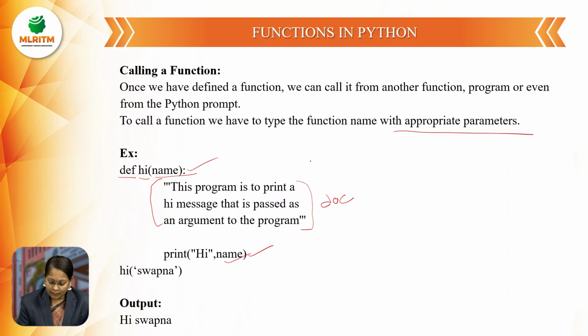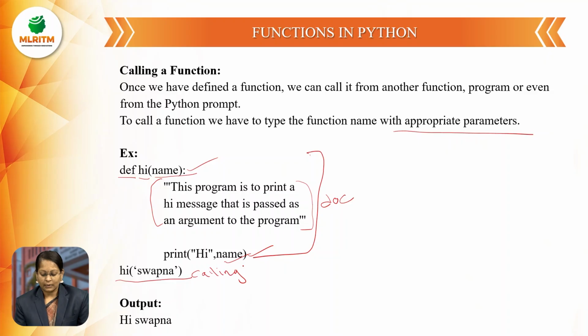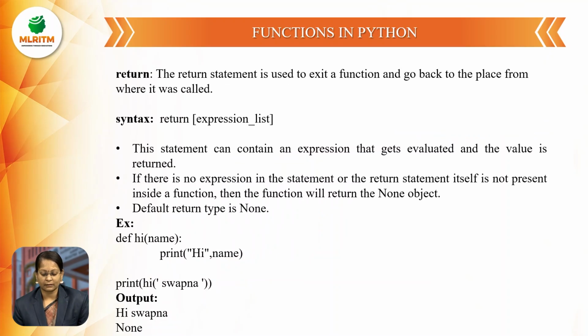This total is the function definition. Now call this function with the appropriate parameter values. So this is the calling function: hi and the name. Here we have name as an argument, and the appropriate value for that name argument is Swapna. Then the output is print hi, comma, name. That's why we got the output as hi Swapna. This is a calling function.